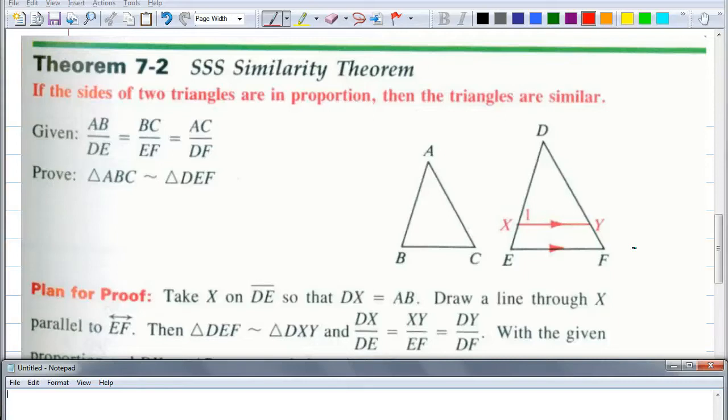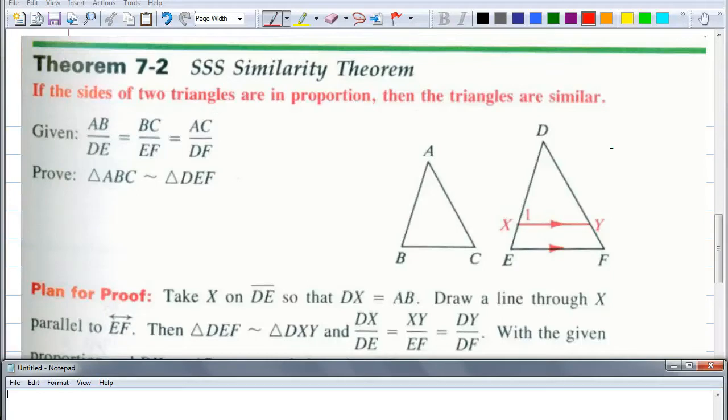Right, it's very similar, but this time what's given to you is a little bit different, isn't that right? You're given that all three sides are in proportion, and we showed that triangle DXY is similar to DEF. Is there a way to show that triangle ABC is congruent to triangle DXY? Because if I could do that, then I'll be done, just like before, right? I could use the transitive property of similarity to show that triangle ABC is similar to triangle DEF, right? So the key is, how do I show triangle ABC is congruent to triangle DXY?